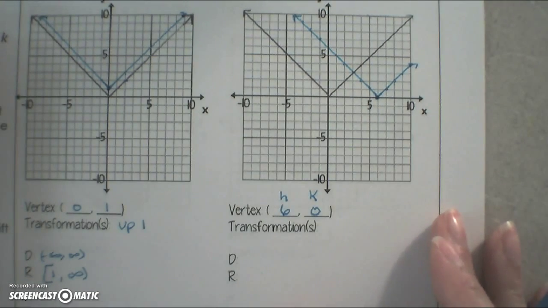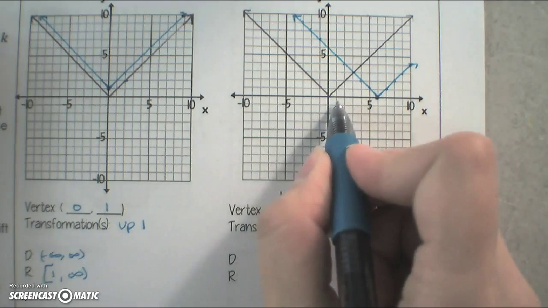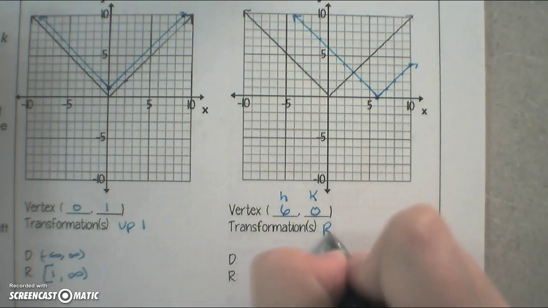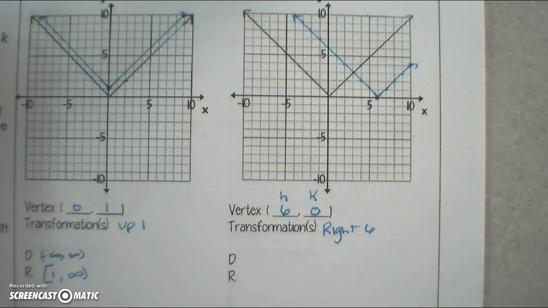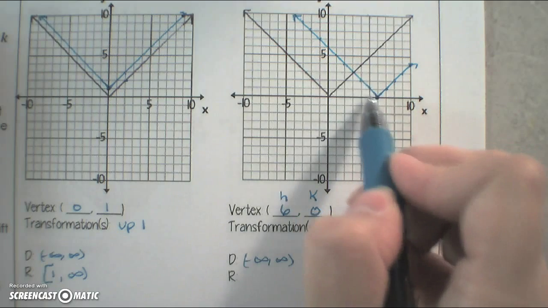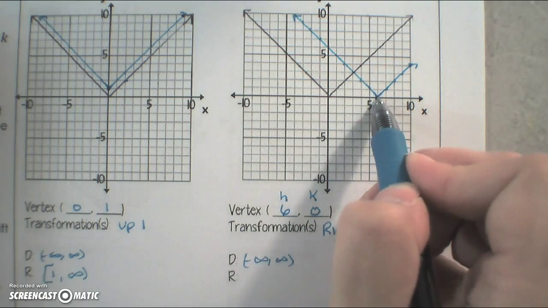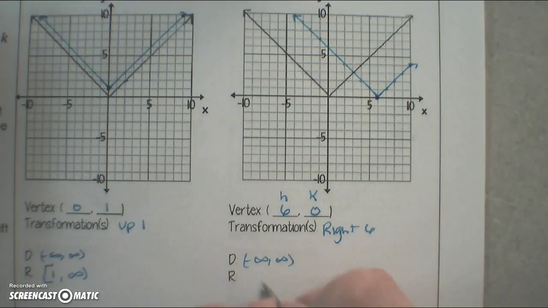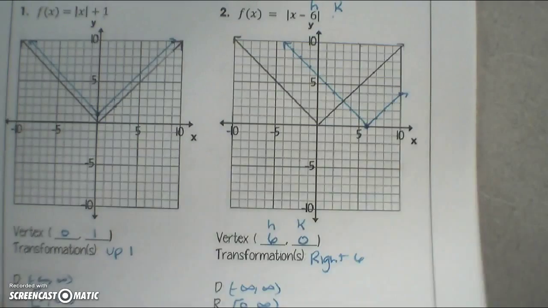All right, so what happened? Well, it moved to the right 6. And our domain, still -infinity to infinity for left and right. Up and down, we're still at 0 for our lowest point, and our highest goes on forever. So 0 to infinity. All right, let's turn to the next page.